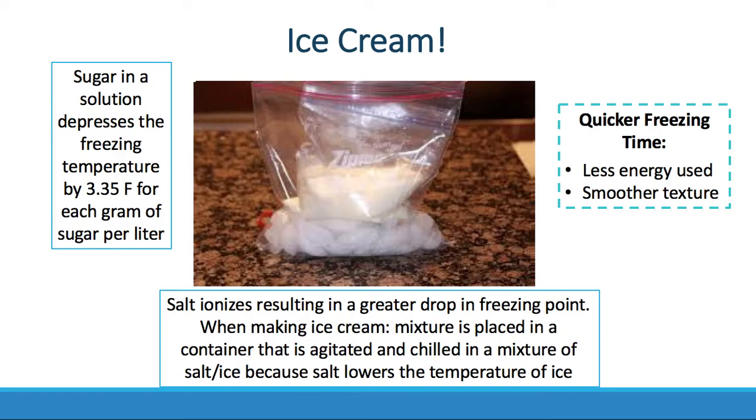So what we do is, as we are making that ice cream, we place it into a container that is both agitated and chilled within a mixture of salt and ice. Remember, adding salt to water, or ice in this case, is going to lower that freezing temperature. Because it lowers that freezing temperature, we now have the ice at an even colder temperature, which speeds up the ability of that ice cream to freeze. So we can freeze that ice cream quicker, giving it that smoother texture that we all desire.